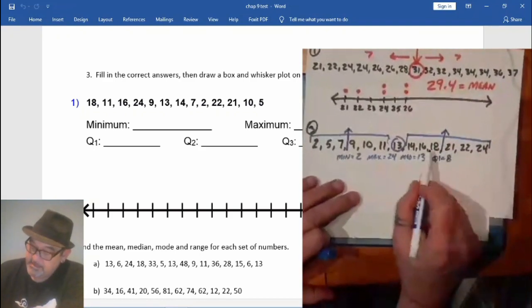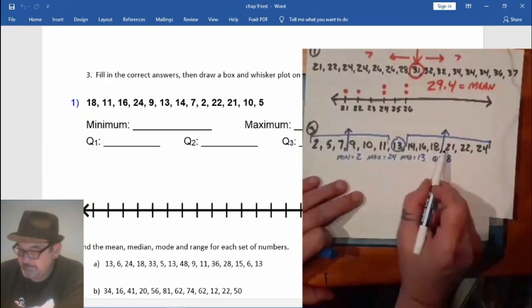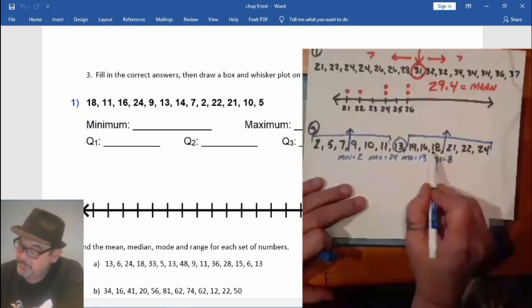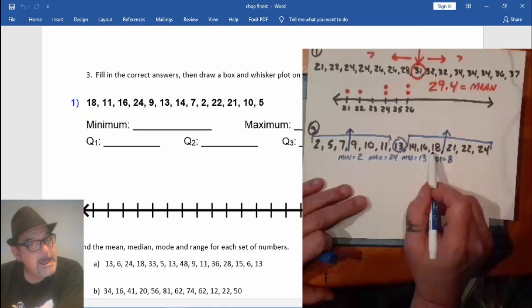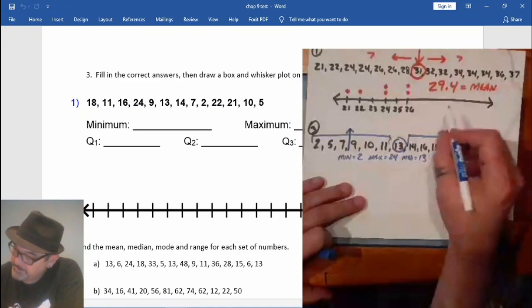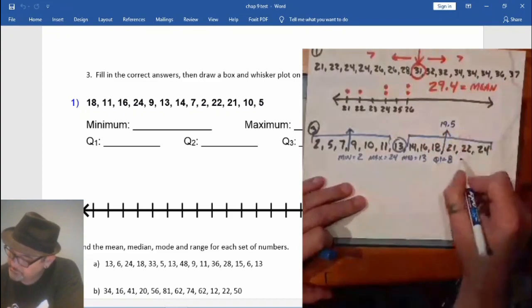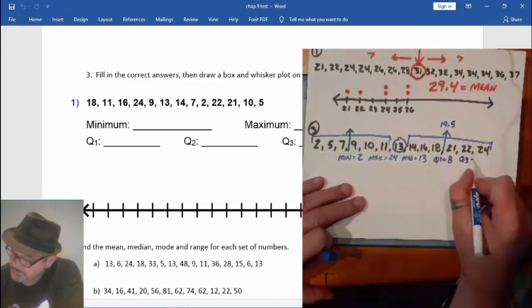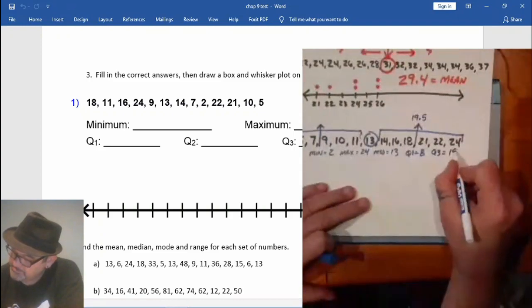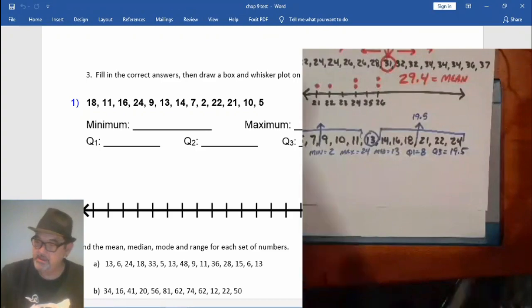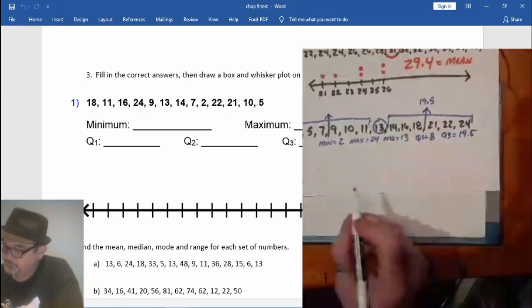18 plus... now we've got to find the middle point between 18 and 21. So add them together and divide by 2. 21 plus 18 is 39, and 39 divided by 2 is 19.5. So Q3 is 19.5. Now that I've got those 5 points, I can go ahead and make my box and whisker plot.